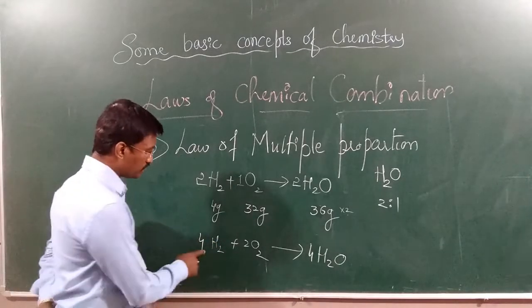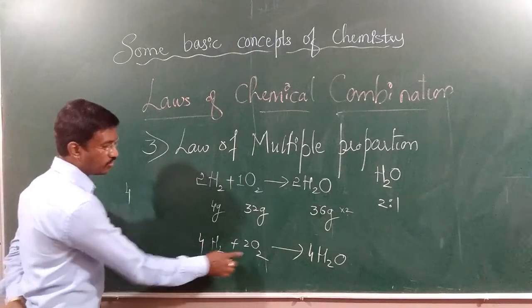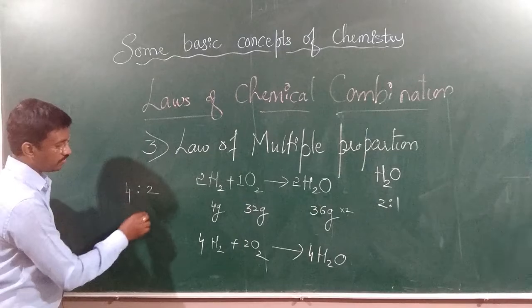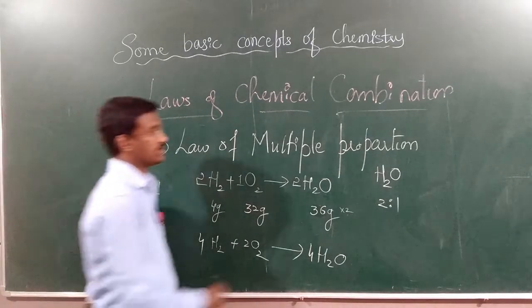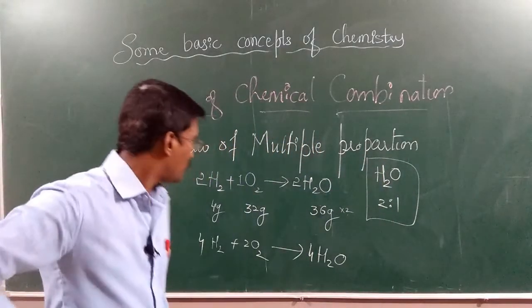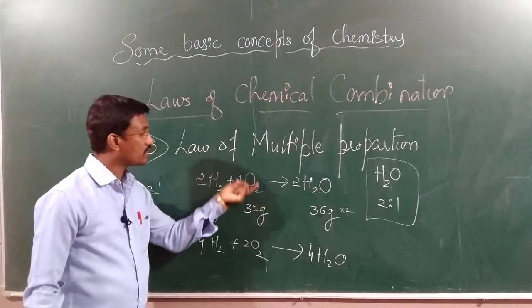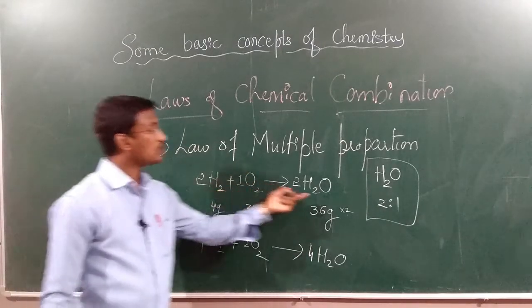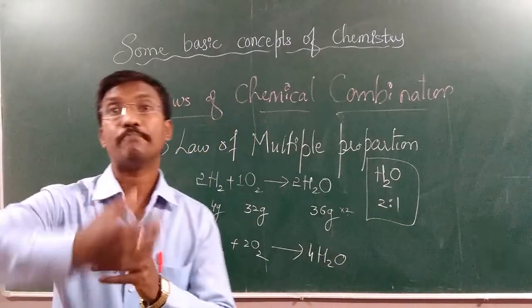But you have to look here. The ratio is the same: hydrogens are 4, oxygen is 2. On dividing the whole term by 2, again the ratio will be 2:1. Not only water, for any compound, if 1 mole of one element with the same mass reacts with the fixed molecular mass of another element, it gives a compound. That compound has fixed ratios or fixed multiples.